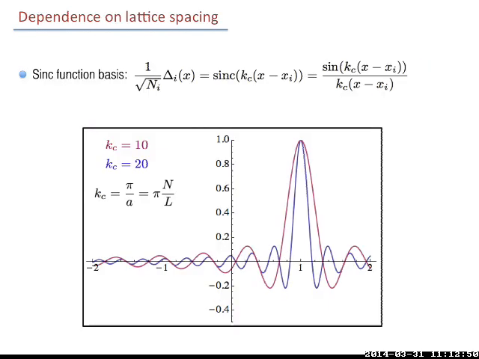And then this is just what happens if you, say, double the lattice spacing. So obviously, for a given basis function, all you do is just have additional nodes at half the lattice spacing.